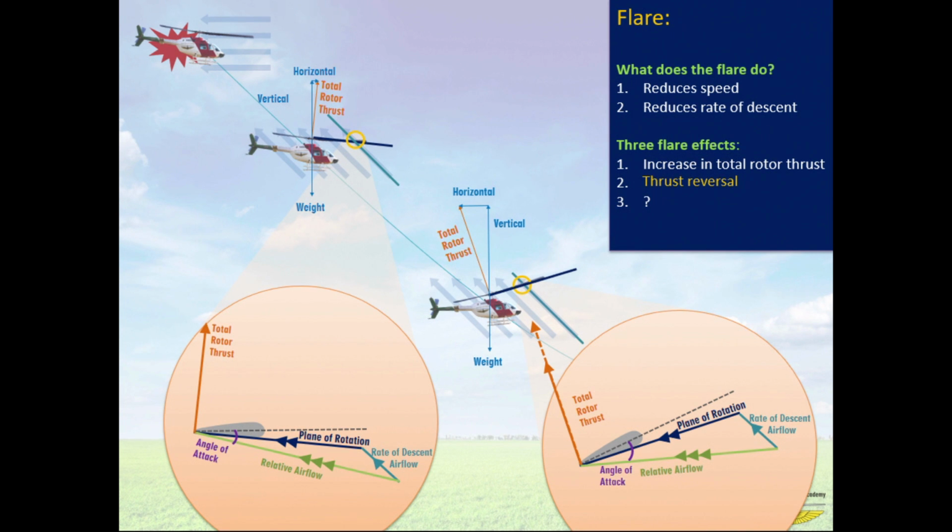So, three flare effects. I get an increase in total rotor thrust. I get thrust reversal, where my thrust has gone from pulling me forward at 60 knots to now trying to stop me at about 90 knots backwards, in effect. Click. And now, because I've increased my lift on my rotor blades, what does a rotor blade or an aerofoil want to do when you increase lift on it?